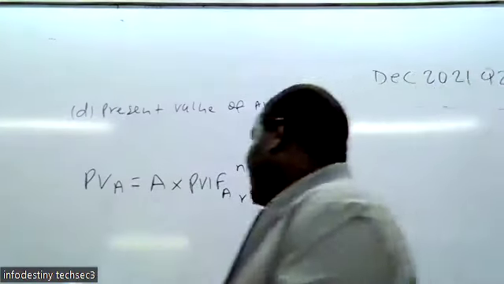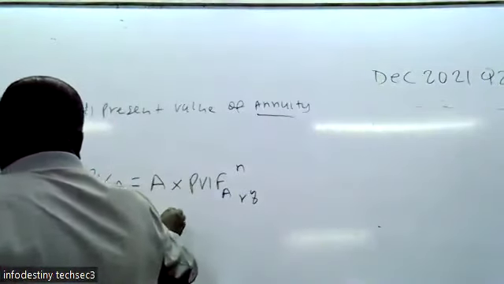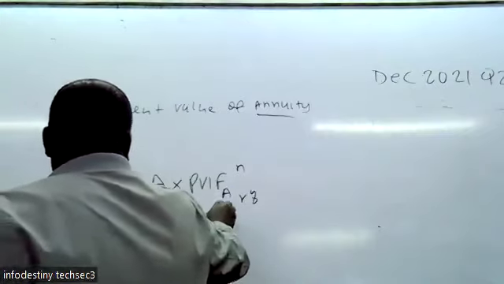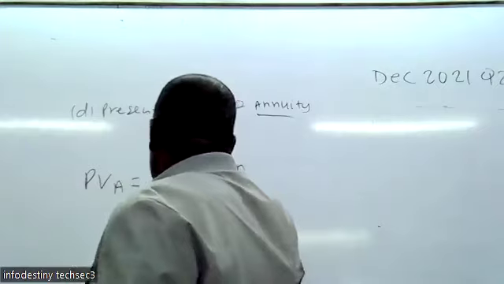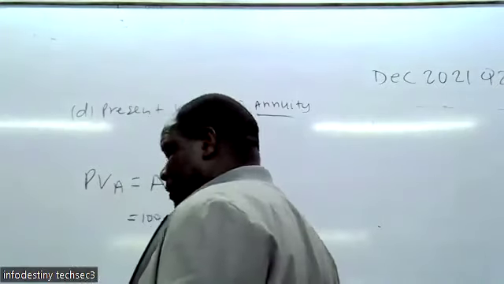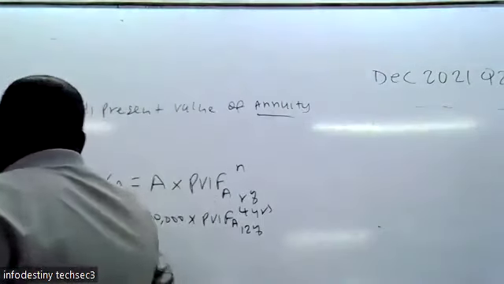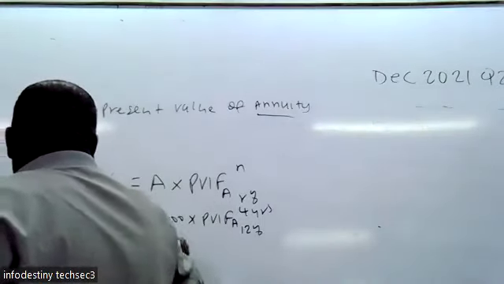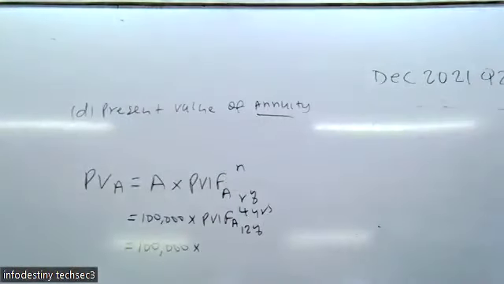For the annuity, the question has given you 100,000. So this will be multiplied by the present value interest factor for the annuity, 12%. Was it 12%? Yes, for 4 years. So I want you to go to the annuity table. You have two tables in your past papers, the annuity table and the single period table.